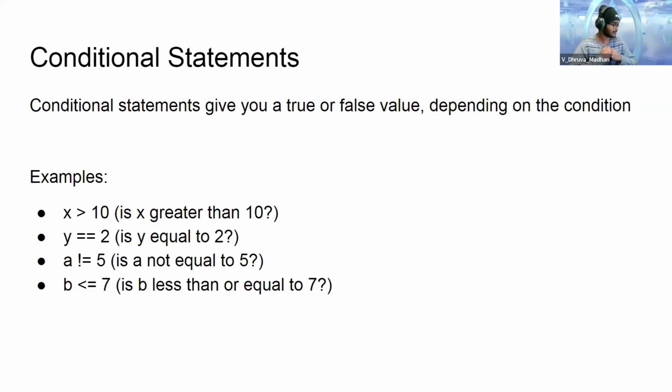Y is equal to 2. A little quirk you'll notice is that we're doing equal instead of equals. That's because, real quick, an equal is comparing things, and an equals is setting things. So y equal to 2 is saying, is y equal to 2? A exclamation mark equals 5: exclamation mark equals means not equals. So is A not equal to 5? And B less than or equal to 7? That's asking, is B less than or equal to 7?